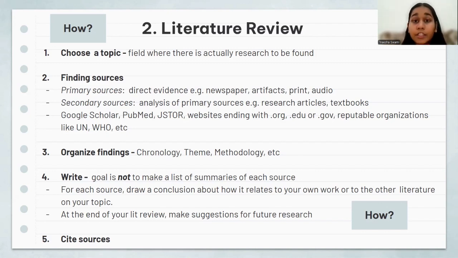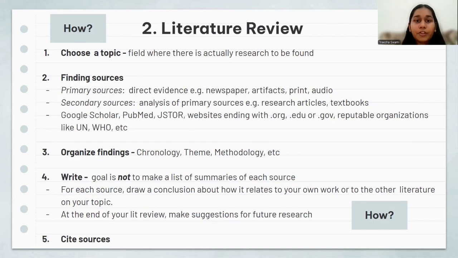And don't forget to cite your sources. The literature review has a huge list of sources that you will be using and referring to, and it is extremely important to cite all those ethically and in the proper citation formats. We'll be discussing the citation formats in our coming slides.